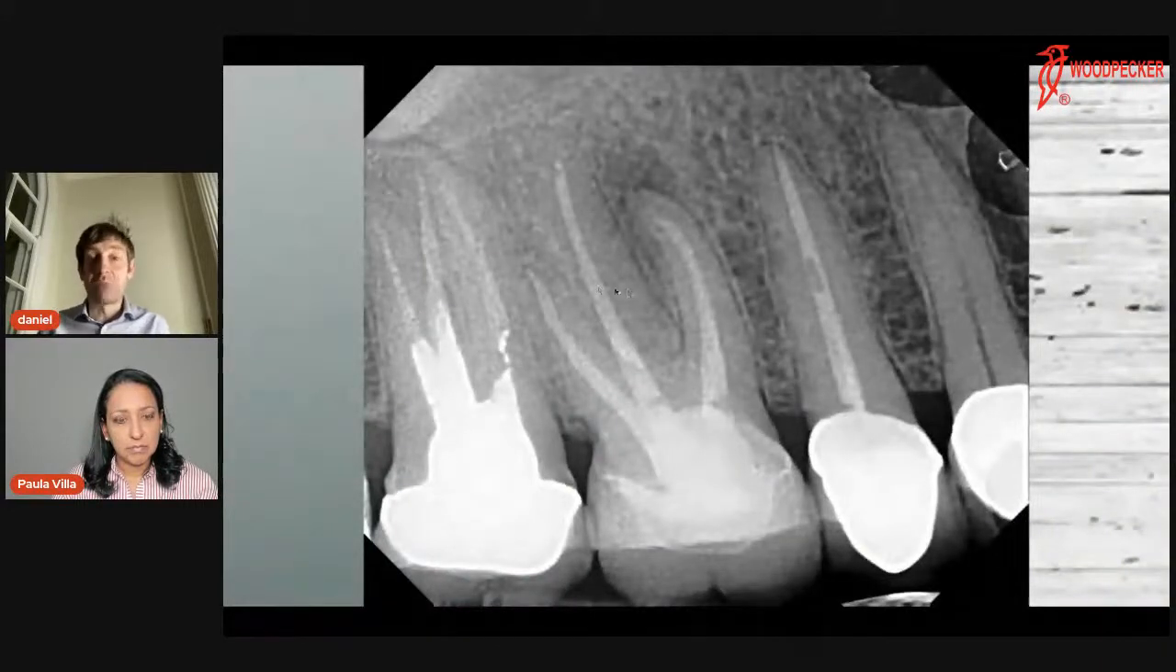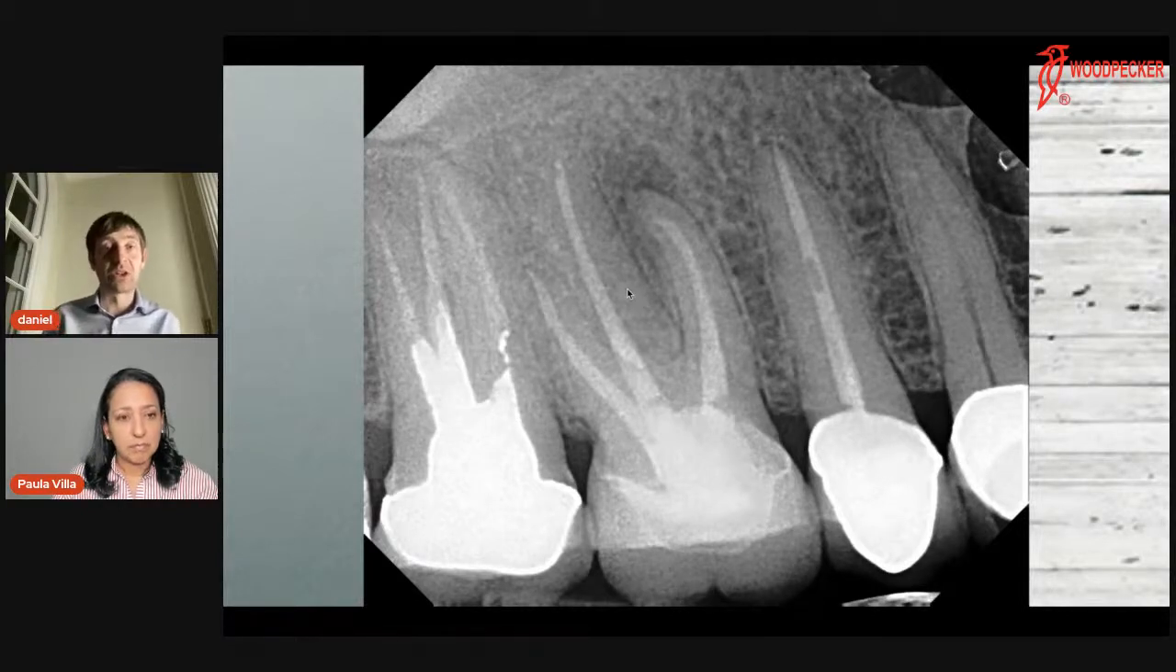This is upper right 6. So this lady was about to go to climb Mount Everest in 4 days, and she presented with buccal swelling and pain on her upper right 6. So we know that she's got a missed MB2 canal in this case. So the options are: we extract the tooth where we're guaranteed success.